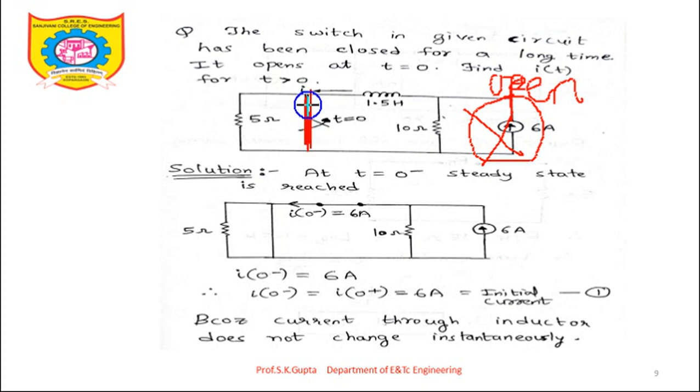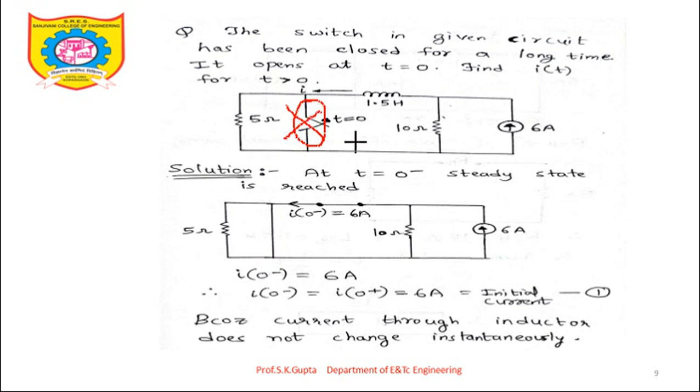When we are interested in getting the value of the time constant after the application of the switch, the switch was open, which means this is also not present while finding the time constant. So open this for finding RTH. This is point A, point B.